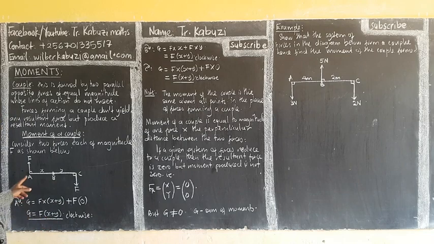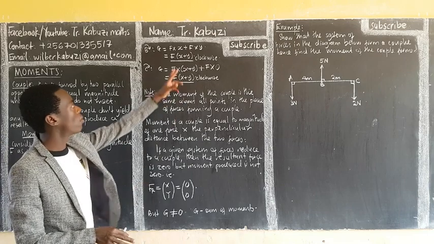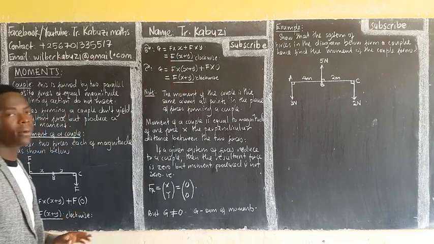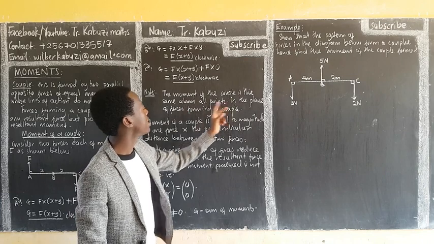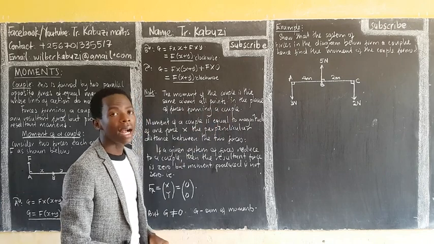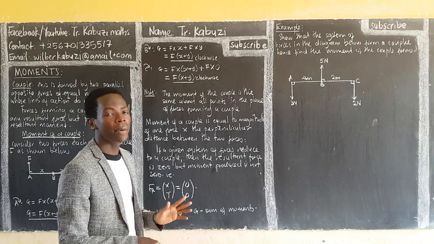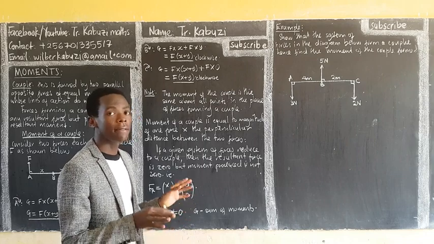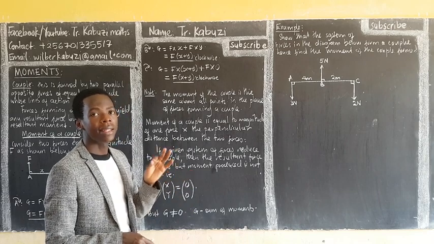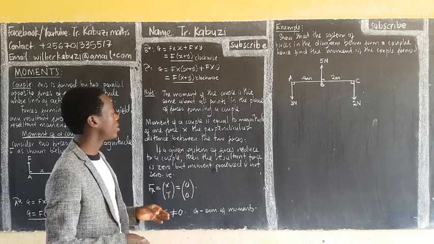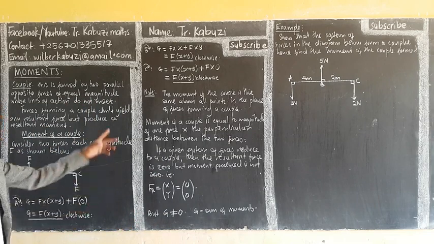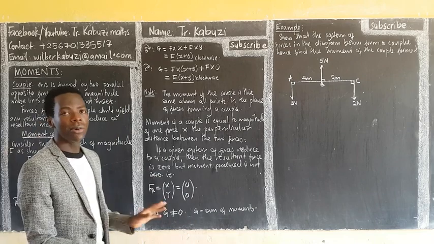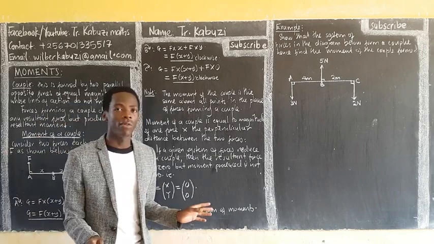Now, you note that I'm taking moments at A, B, and C, but all of them are giving me the same answer. Look at this, and also look at this. What does it imply? It implies that the moment of a couple is the same about all points in the plane of the forces forming the couple. So when you have a couple, wherever you take a moment from, the magnitude of the moment you get is going to be the same, whether you take it at A, at B, or at C. You can take moments anywhere you feel like.